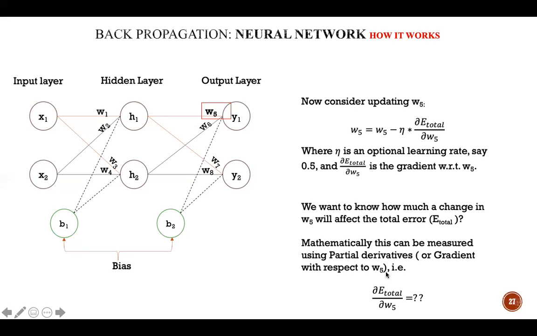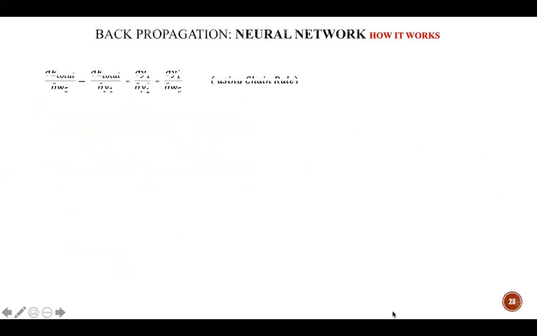Now I want to mention that we teach partial derivatives to undergraduate mathematics students, or sometimes even in GCSEs or A-levels. And this partial derivative here is simply that concept with some complications, I should say. So I want to calculate the partial E total over partial W5. So how do I do that?